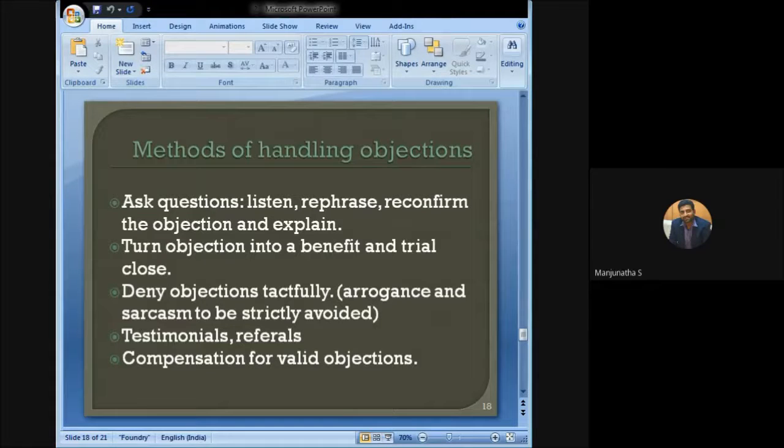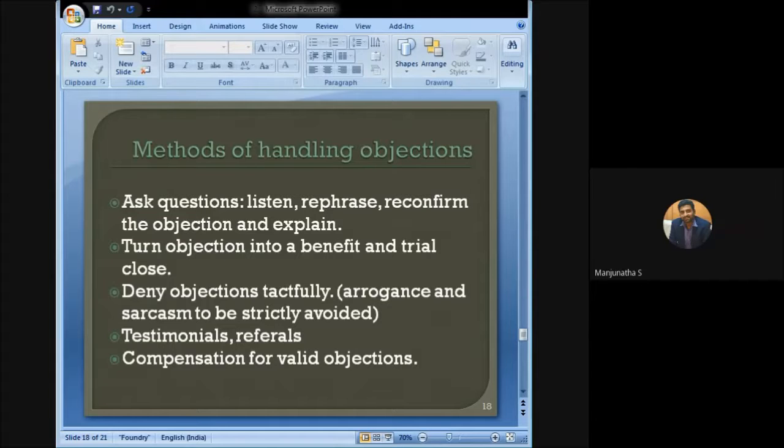Then deny objections tactfully. Sometimes you have to deny some objection which is going to make a very big issue in your environment. So kindly try to deny that one. Then testimonials, referrals, then compensation for valid objections. All of this you can do.